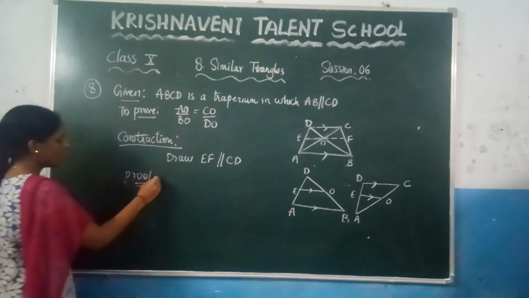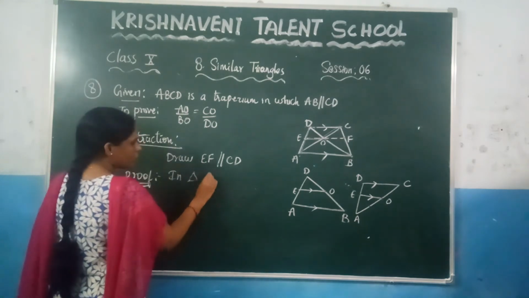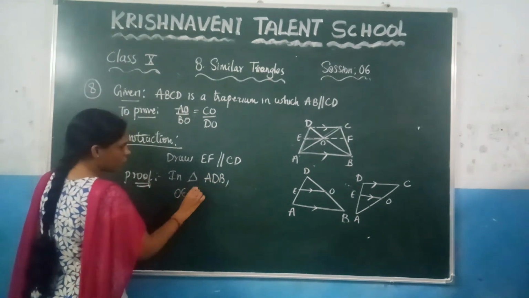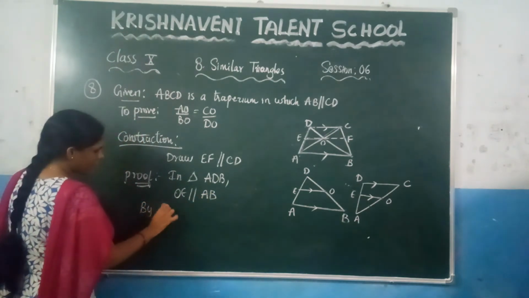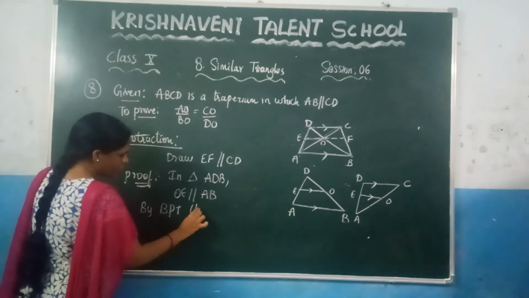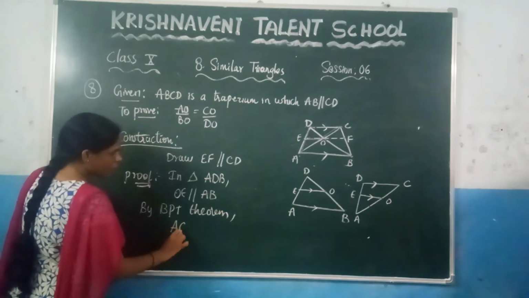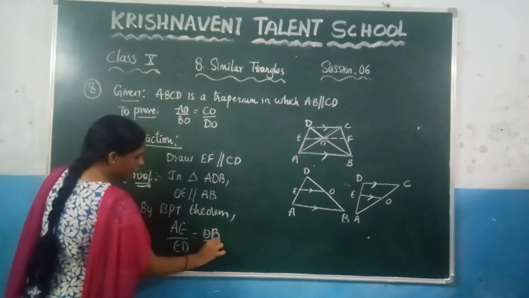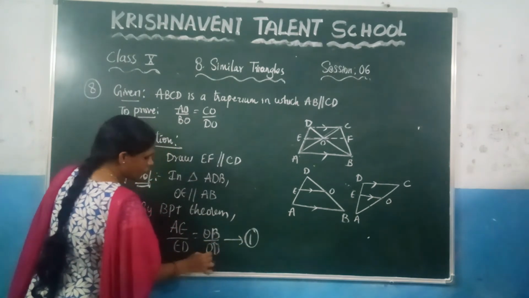So here, to prove this theorem, which triangle did we choose first? In triangle ADB, OE is parallel to AB. So you can write it here by BPT, the basic proportionality theorem. You can write this as AE by ED is equal to OB by OD. Let us consider this as equation 1, right?